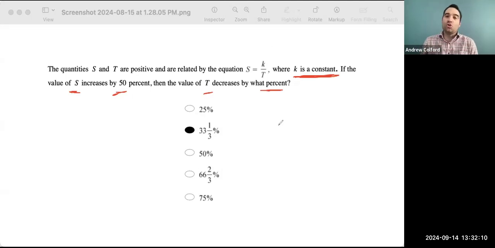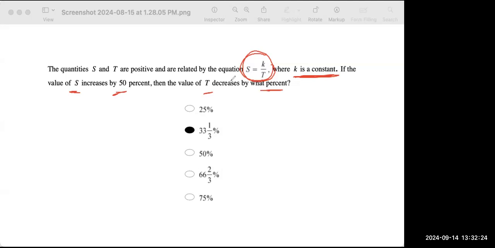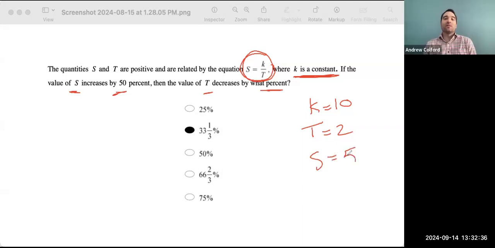So, Jania, could you give me 3 numbers, S, K, and T, that would fit into this equation? K could be 10. T could be 2. So then S would be 5. Excellent. So let's run with that. Those 3 numbers could be S, K, and T. There's nothing stopping them from being S, K, and T. So 5 equals 10 divided by 2.